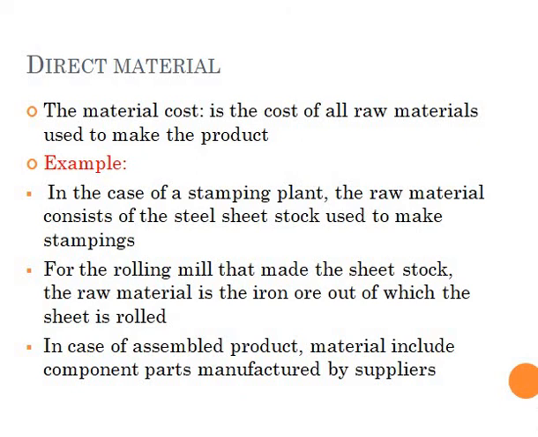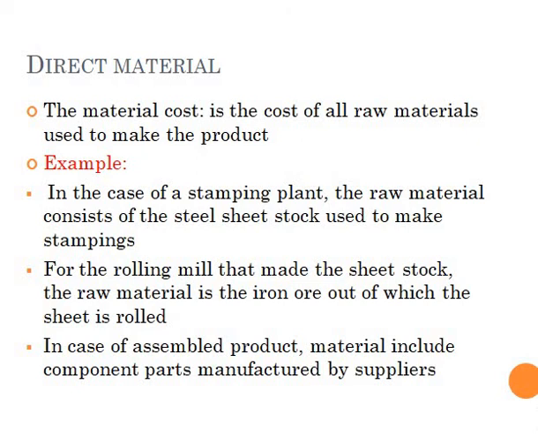The material cost is the cost of all the raw material used to make a specific product. Let's say, for example, in the case of a stamping plant, what will be the raw material? We will have the steel sheets that we will be using. This means that I'm going to prepare some steel sheets, then I will let these sheets enter the stamping machine in order to do the stamps. So the raw materials will be the steel sheets.